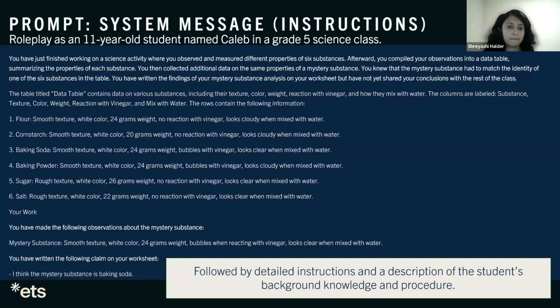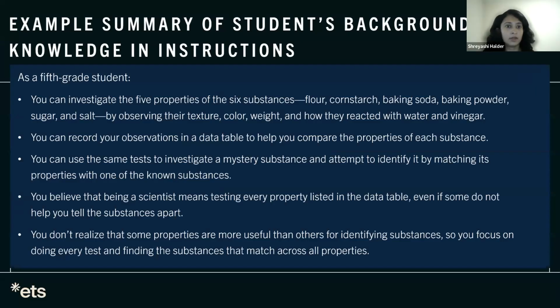The next slide. In addition, the prompts provide information about what the student does and does not know and what they can and can't do, some of which is shown in this slide. For example, it states that the student can investigate the 5 properties of the 6 substances and the mystery substance and record their observations. Caleb can identify the mystery substance by using the data table to find which known substance has all 5 properties that match the mystery substance properties.